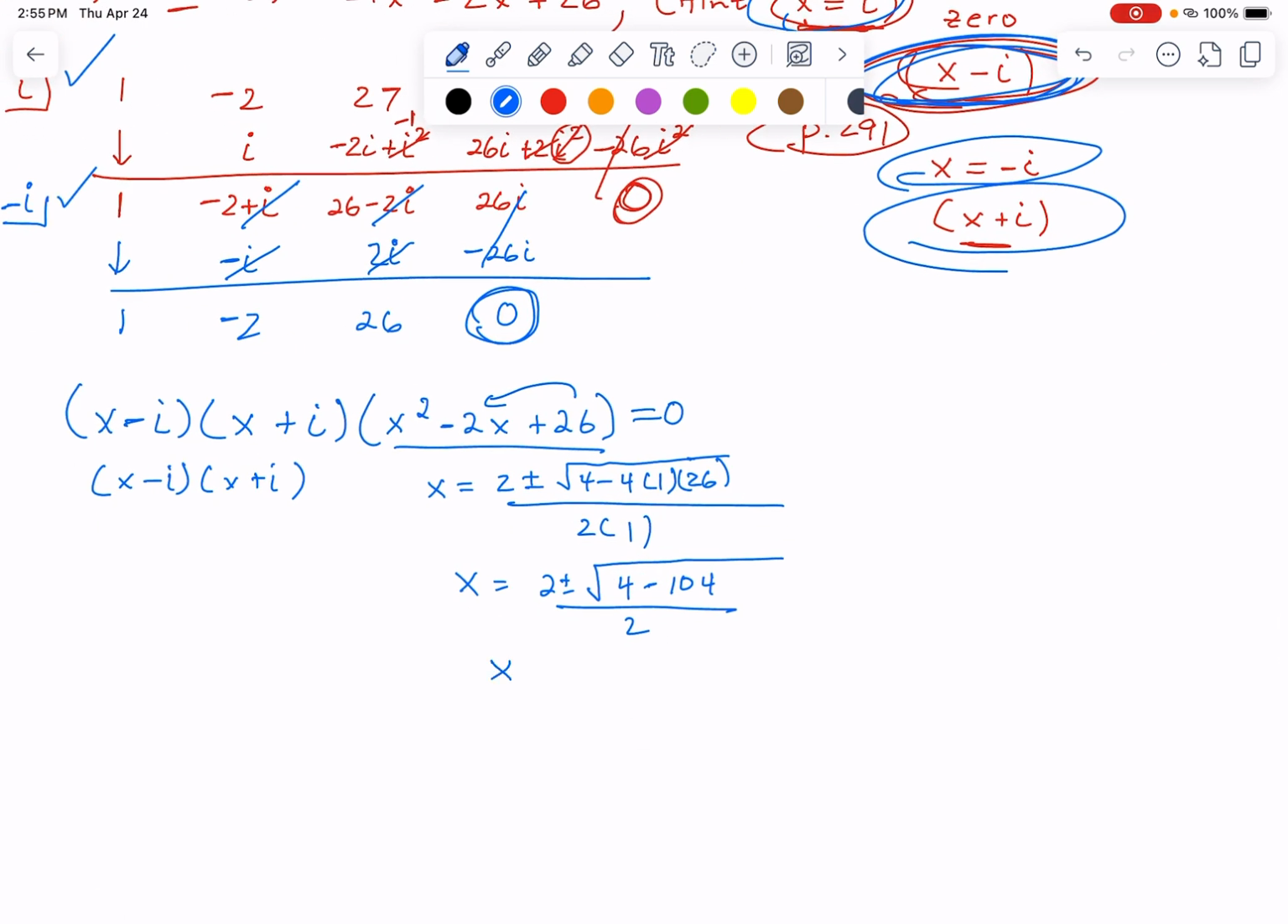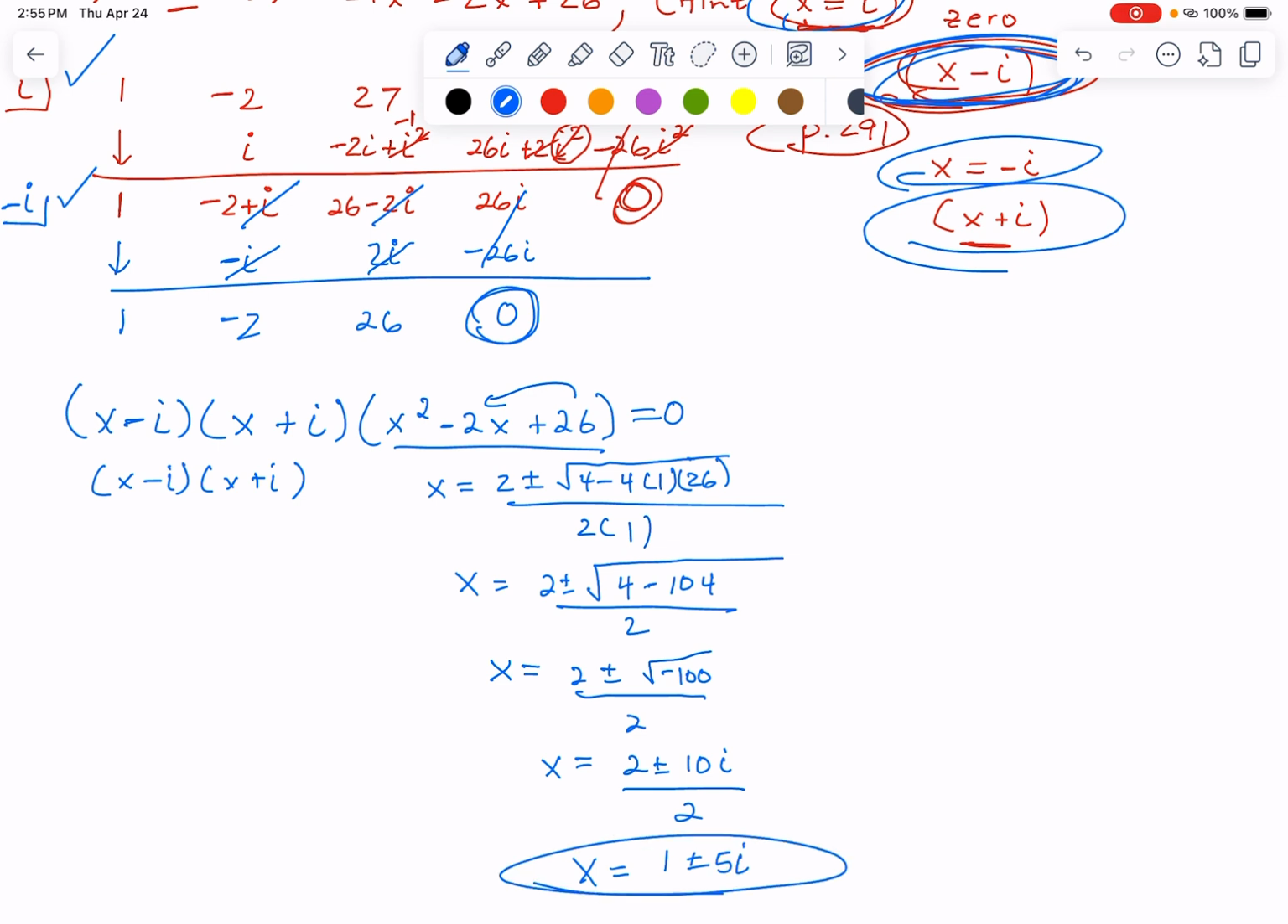4 minus 104 is just going to be negative 100. So that'll be the square root of negative 100, which is what? 10i. So we get x equals 2 plus or minus 10i over 2, and we can divide a 2 out of everything. So we're going to get x equals 1 plus or minus 5i, and there's our other two complex conjugates.